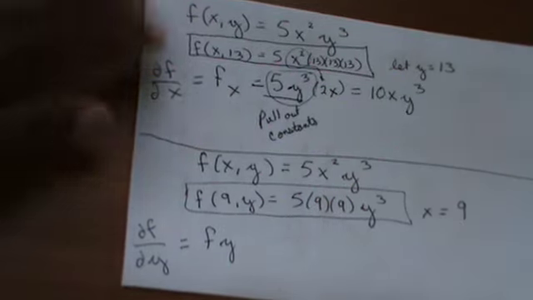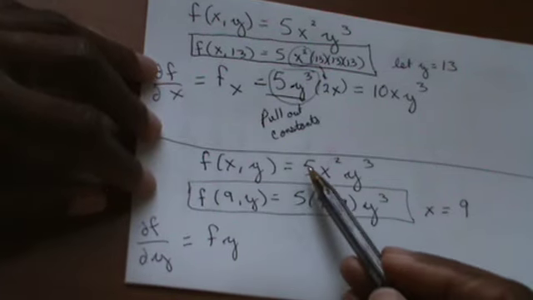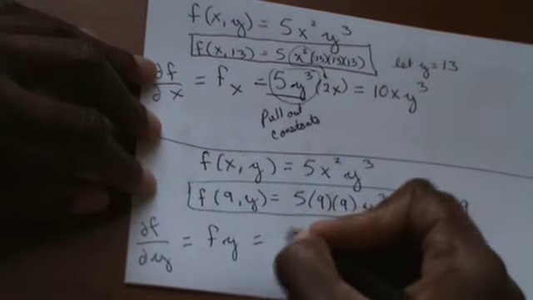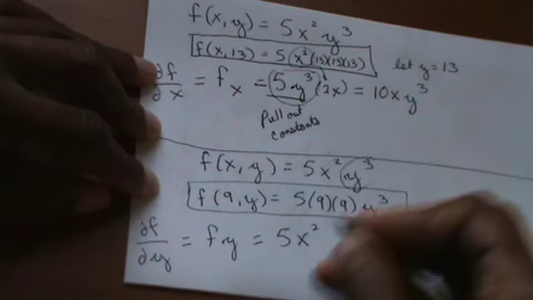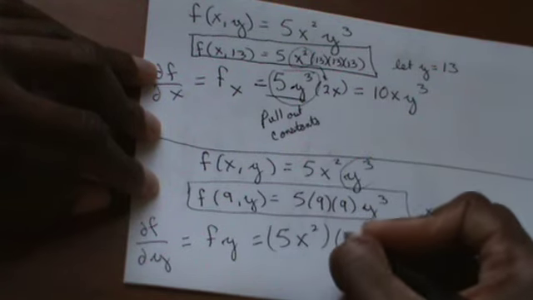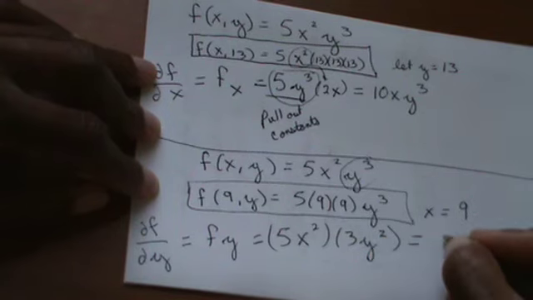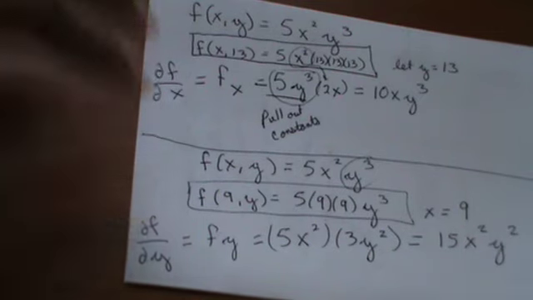What will we do then? We pull out the 5 times the 9 times the 9. So up here we're going to pull out the 5 times the x. So this equals 5x squared, and I'm going to focus on taking the derivative of the variable part, which is 3y squared, leaving me with an answer of 15x squared y squared.